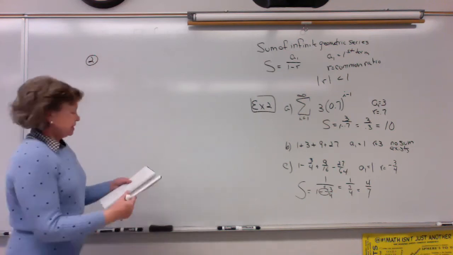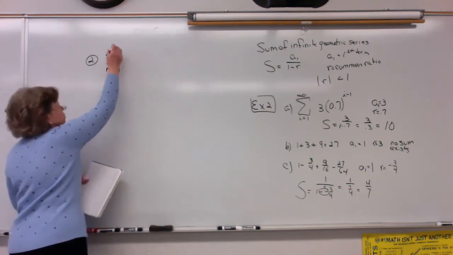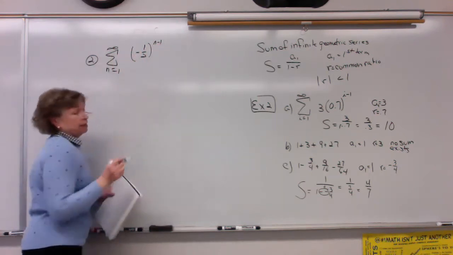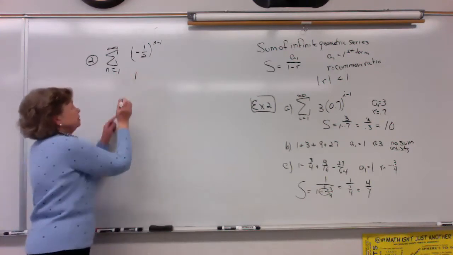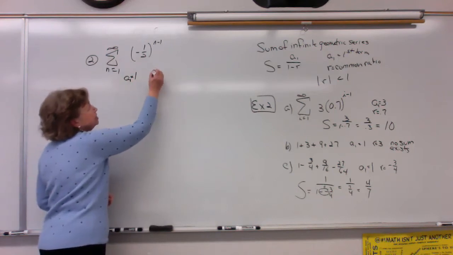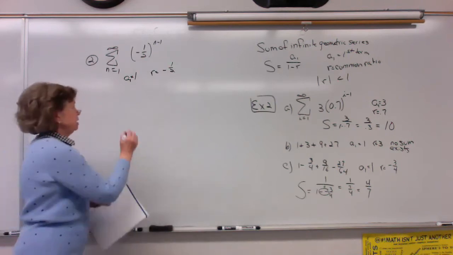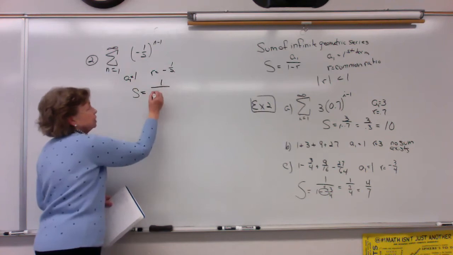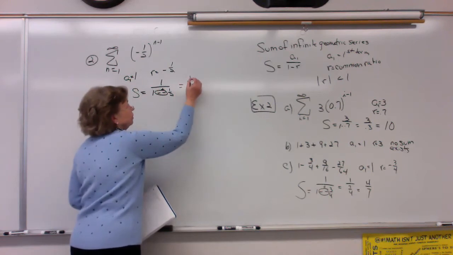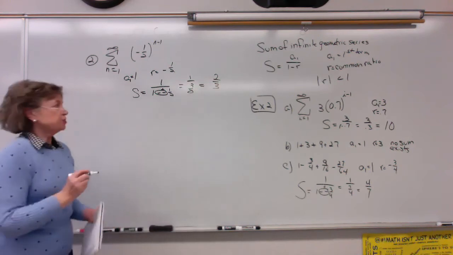gave you a series, and so I've got that summation, n equals 1 to infinity, and this time it was negative 1/2 to the n minus 1. So first term is going to be 1 because 1 times that. So a sub 1 is 1, and my common ratio is negative 1/2, less than 1, so I'm going to plug that into that formula. And so S is the first term, which is 1, over 1 minus negative 1/2, so 1 plus 1/2, 1 over, excuse me, 3/2, or 2/3 for your final answer.